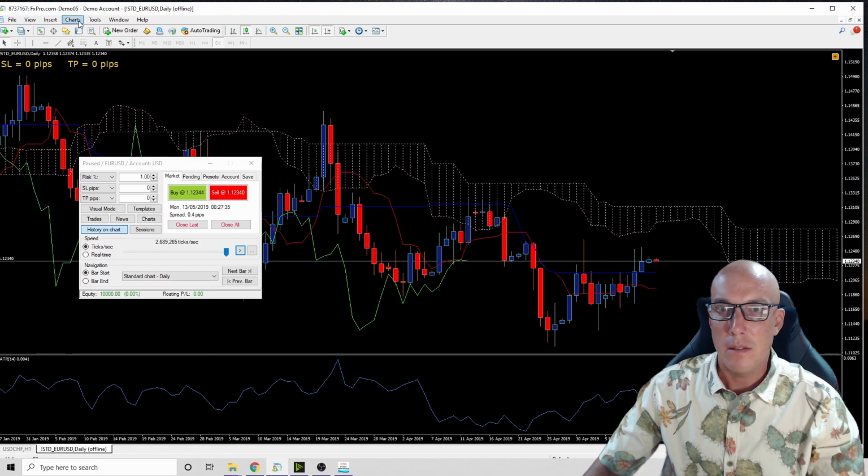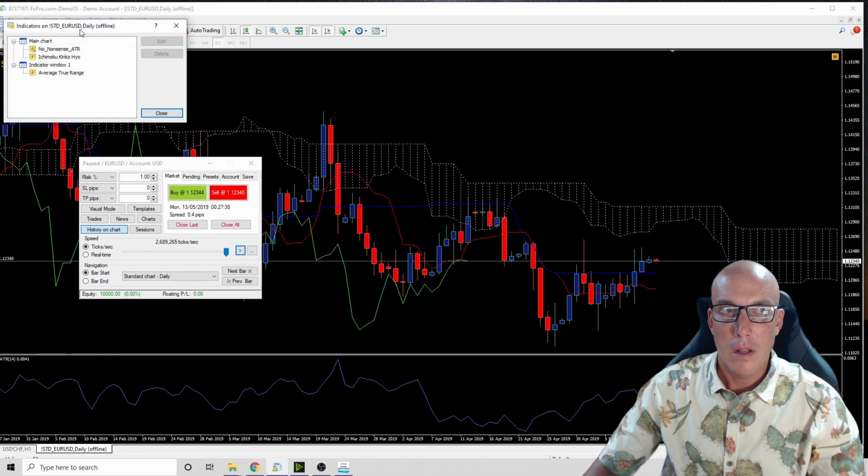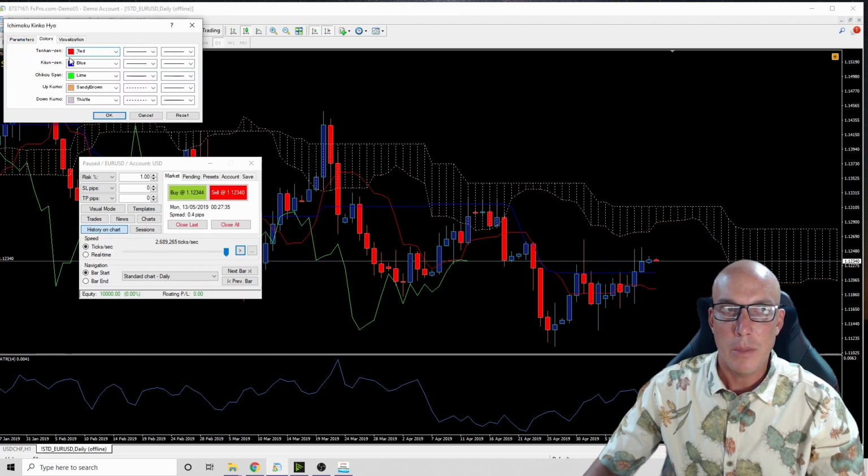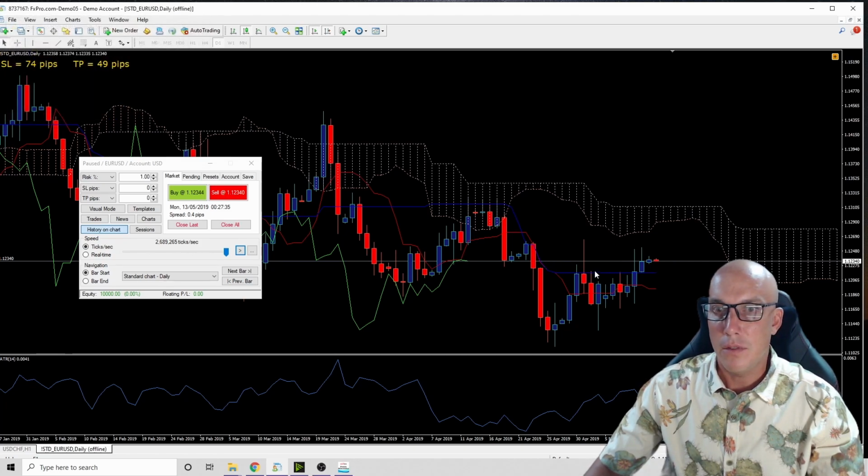Okay, so which line is the baseline? We click on indicator list, we'll click on the Ichimoku strategy. We got the Tenkan, the Kijun, Chikou, and then the Kumo, which is the clouds. So we're looking at this one right here, the Kijun Sen, which is the baseline, and that's what it means in Japanese. And that's this blue line right here. So if you want to use this as your baseline, and you want to take the trades as the price crosses over the baseline, that's a good basic strategy to start with.